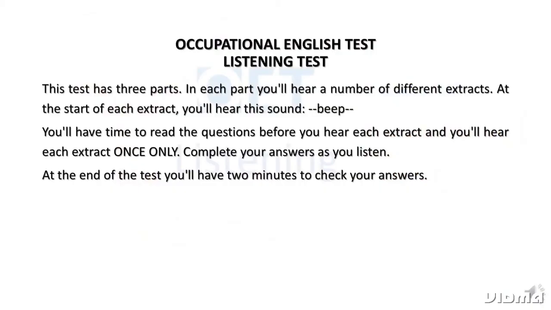Part of the Occupational English Test has 3 parts, and in each part, you hear a number of different extracts. At the beginning of the test, you will hear a beep sound. You have time to read the questions before you hear the extracts. You will hear each extract once only. You have to complete your answers as you listen. At the end of each test, you will be given 2 minutes to check your answers.